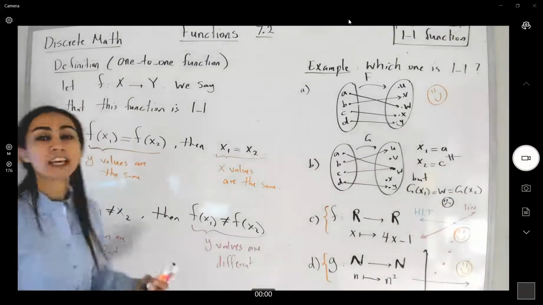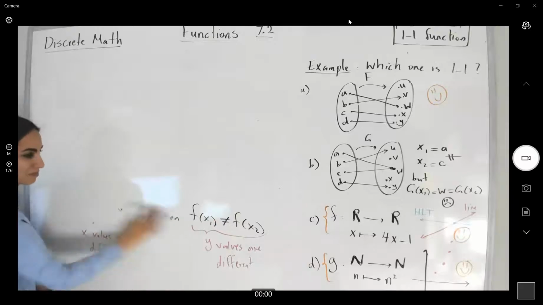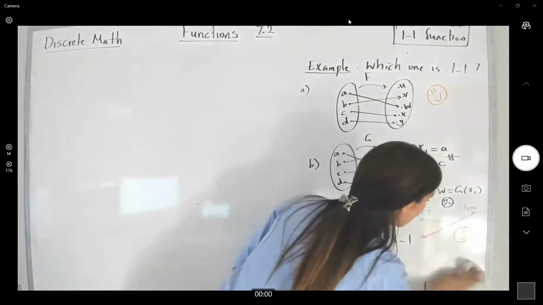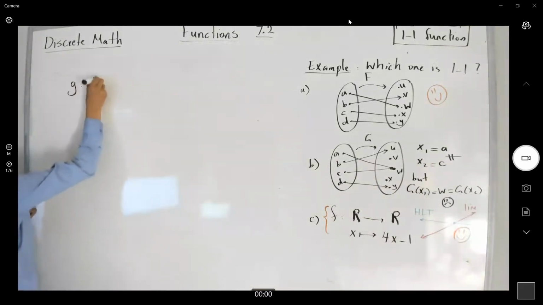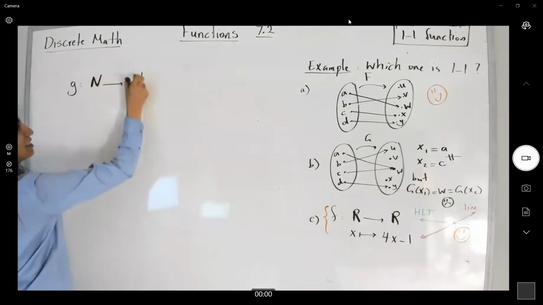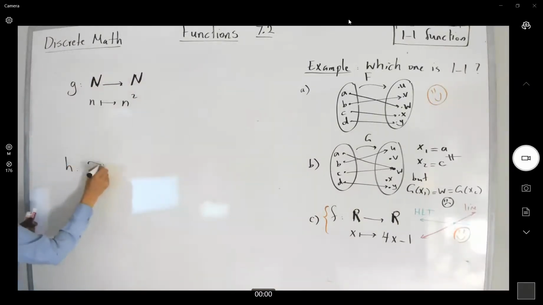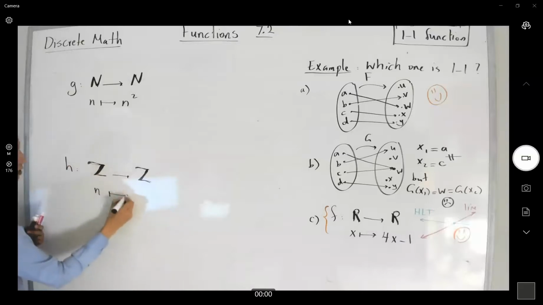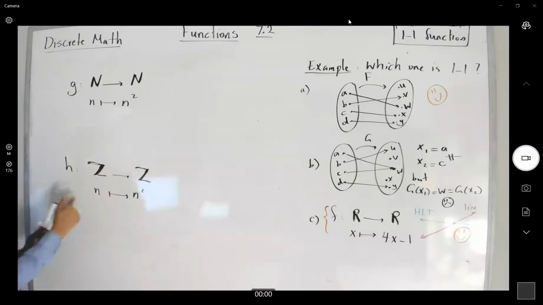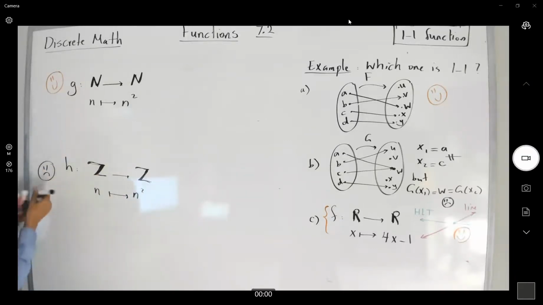But what if I change the domain to Z? I'm going to write these side by side so you see the difference between them. If I define function g from N to N that maps n into n squared, but if I define another function h from Z to Z that maps n to n squared, this guy is one-to-one, this guy is not one-to-one. So this is a one-to-one function. This guy is not a one-to-one function. Take a look at the graph.